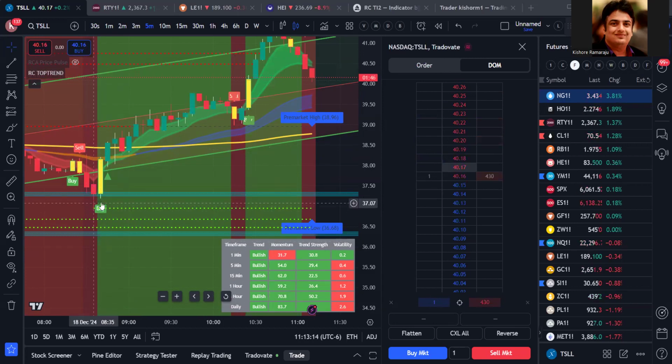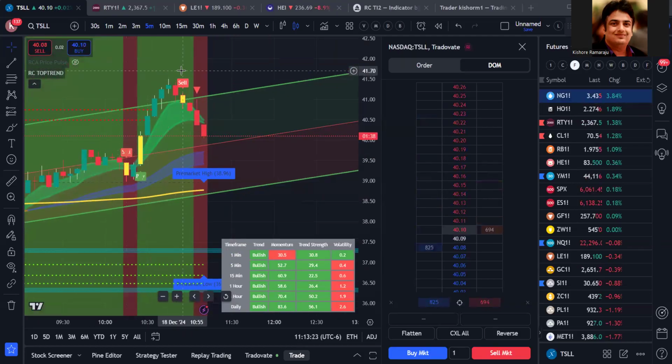You got a buy signal at the bottom. There is a strong support. It is the bottom of the channel, green background. So TSLL went all the way up. Now you got a sell signal, but because it is a bullish ticker, you don't take the sell signals. You only focus on the buy signals.